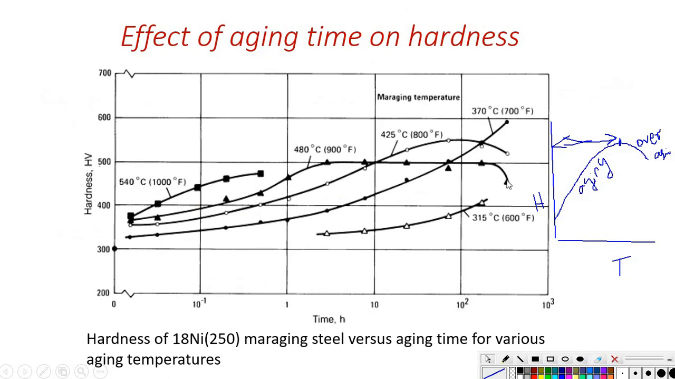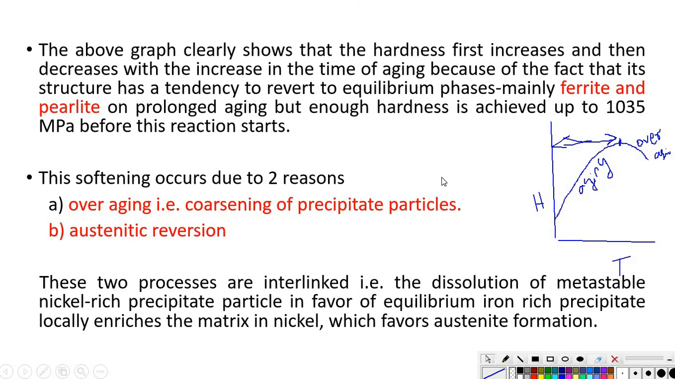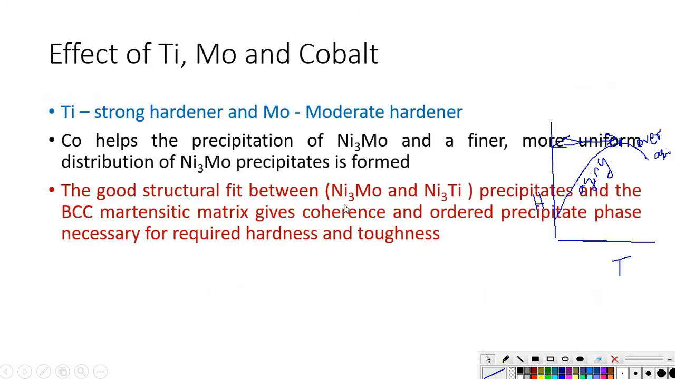So effect of aging, see this at the end we can see there is a decrease in hardness. This is the aging of the Maraging steel at different temperatures. We can use 500, 480, 425, etc. So overaging is not desirable. And these different alloy elements are used: titanium and molybdenum, moderate hardener, copper. All these, titanium, copper, molybdenum, produce these intermetallic compounds. That is actually the secondary phase precipitates, which are used to improve the strength of the Maraging steel.